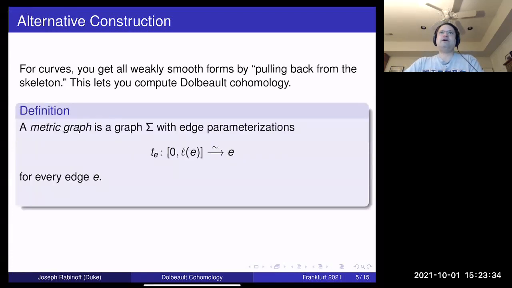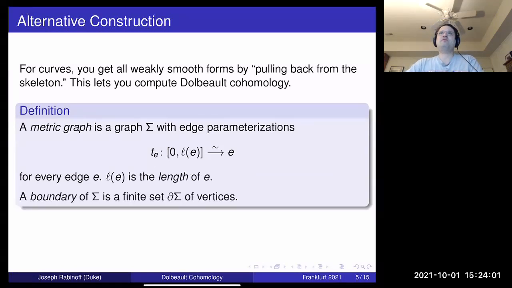Okay, so first of all, in order to pull back a form from a skeleton, what is a skeleton? Well, it's a metric graph, which for me means a graph with specific parameterizations of each edge with a closed interval, 0 to L of E. So L of E, of course, is the length of the edge. And I'm also going to work with graphs with boundary, and a boundary of sigma is just a finite set of vertices.